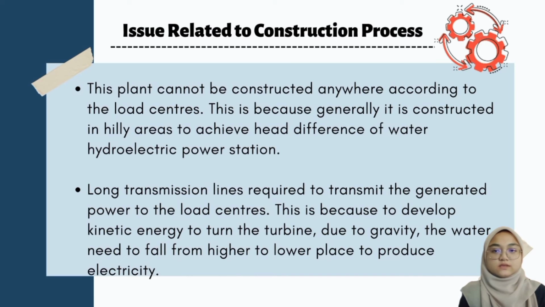This slide shows the issues related to the construction process. First, this plant cannot be constructed anywhere according to the load centers. This is because it is generally constructed in hilly areas to achieve the head difference of the hydroelectric power station. Second is the long transmission lines required to transmit the generated power to the load centers. This is because to develop kinetic energy to turn the turbine, due to gravity, the water needs to fall from a higher to a lower place to produce electricity.